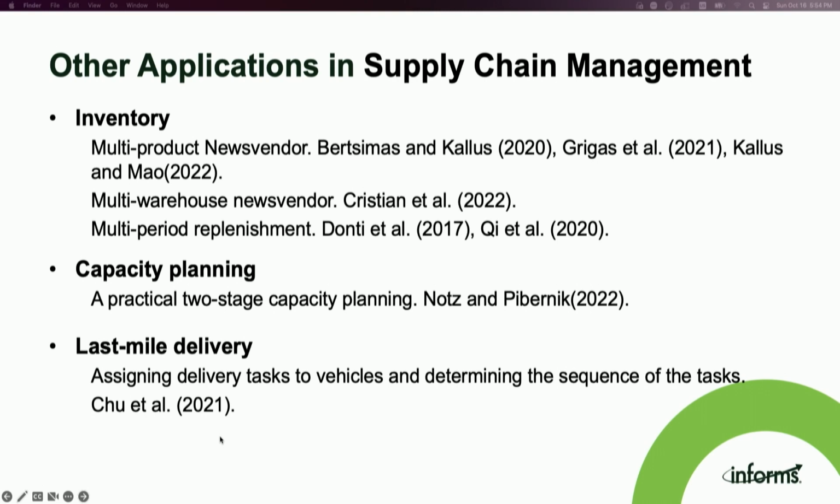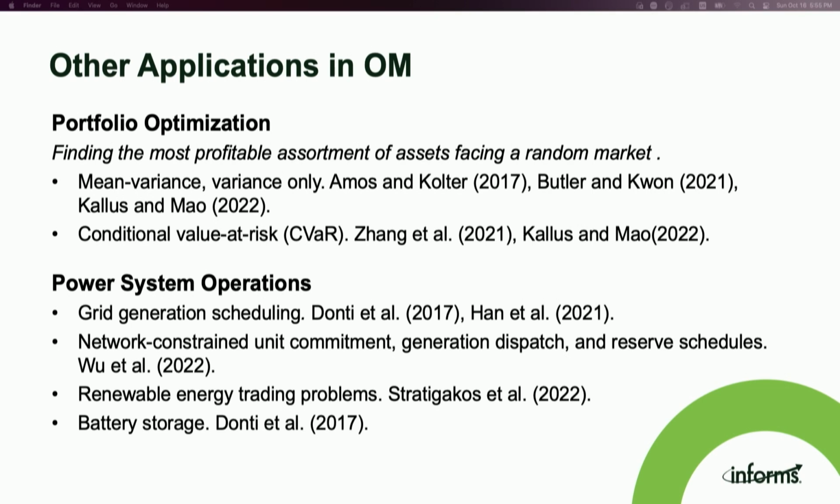the authors considered the last-mile delivery problem, and how the decision maker should assign delivery tasks to the vehicles and how to determine the sequence of the tasks. They tried this smart predict-and-optimize framework on this specific application and achieved very good results. And there are some other applications in operations management besides supply chain.